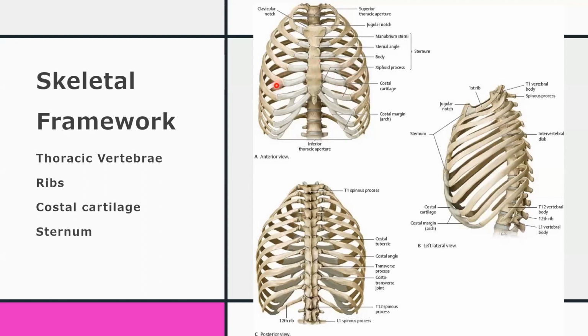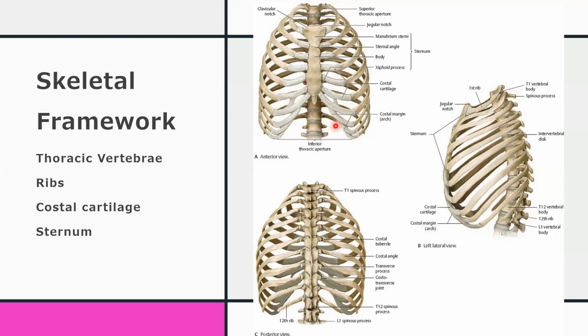This is the anterior view. You can see the vertebral column and the ribs arising from the thoracic vertebrae. And here you have a piece of cartilage called the costal cartilage, which joins the ribs to the sternum. This bone here is called the sternum. It can be divided into three parts: the manubrium, the sternal body, and the xiphoid process.